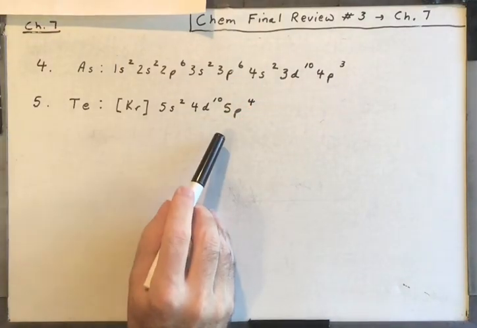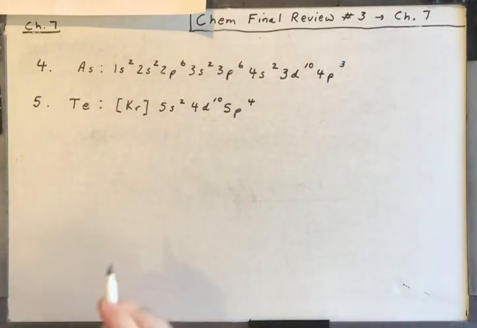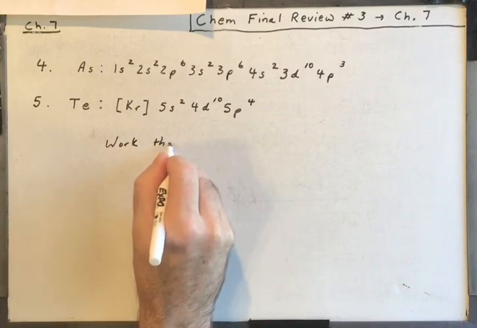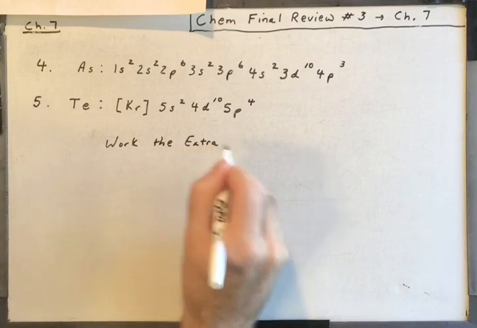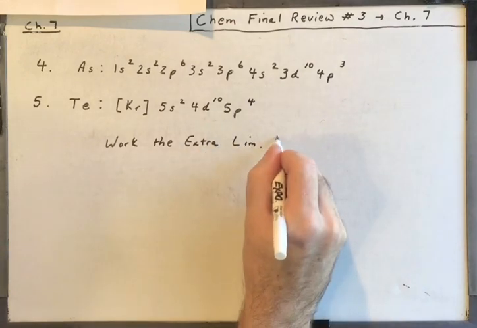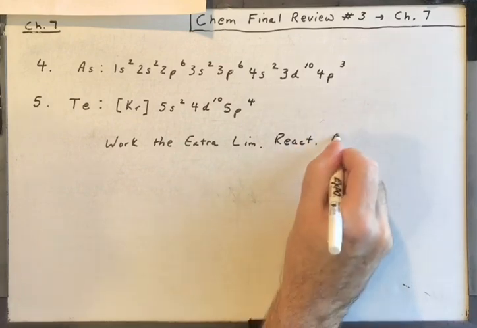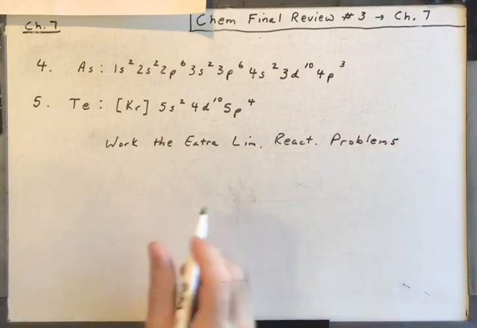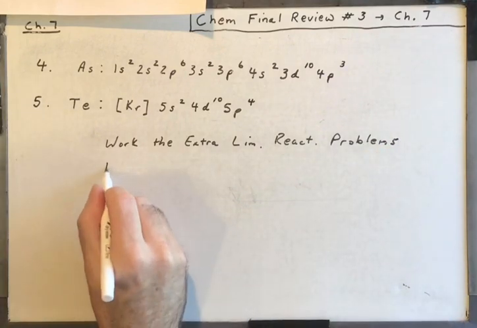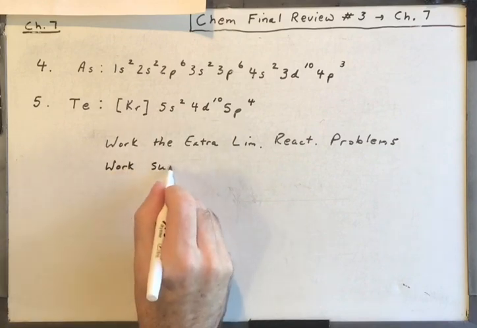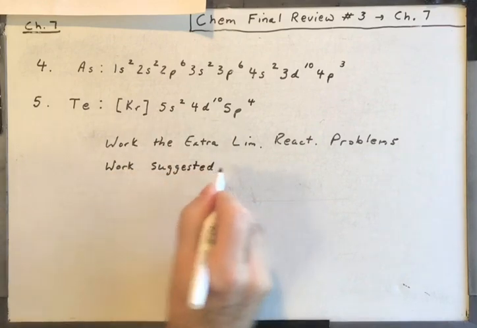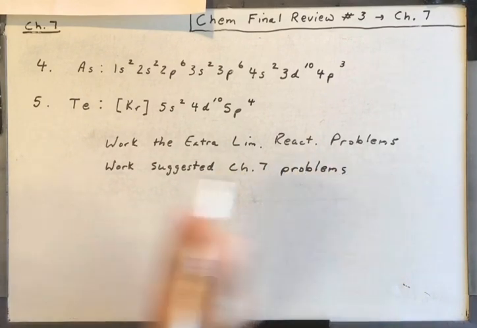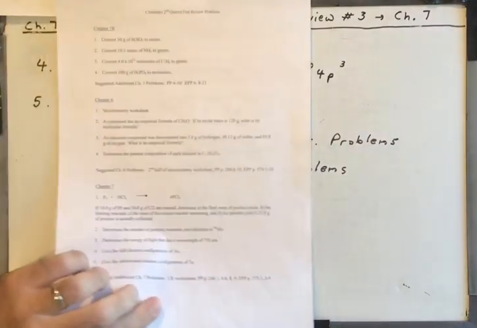Okay, that does it for chapter 7 and our third review video. This is what you need to do. First of all, work the extra limiting reactant problems. Work that from that worksheet that I showed you earlier. And then work the suggested chapter 7 problems. All right, what are the suggested problems? Well, they're on the sheet.